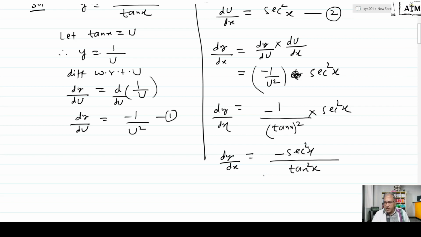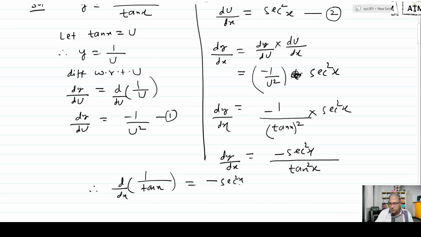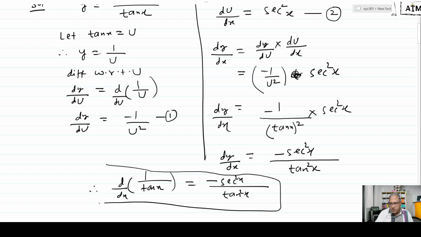We can further simplify, but I am not simplifying. I just wanted to tell you how you will handle chain rule for 1 upon tan x. It can be simplified further. Therefore, differentiation of 1 upon tan x with respect to x equals minus sec square x upon tan square x. This is the required result.